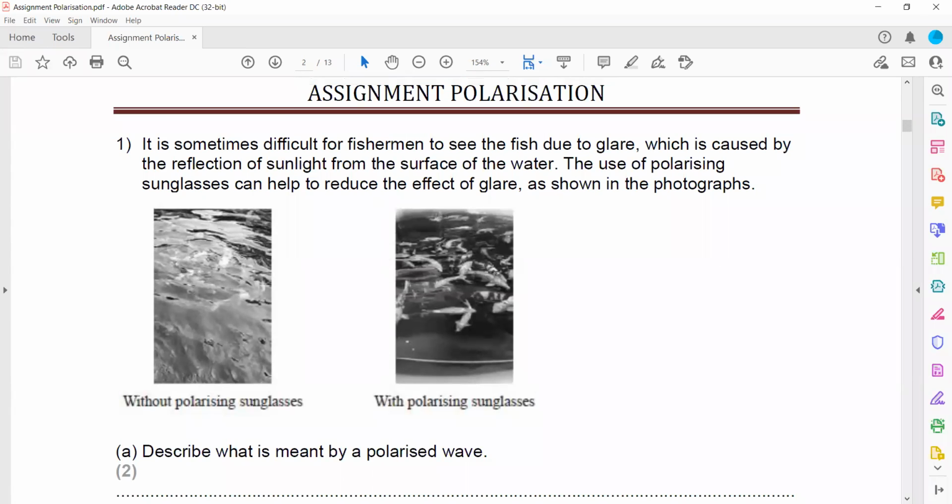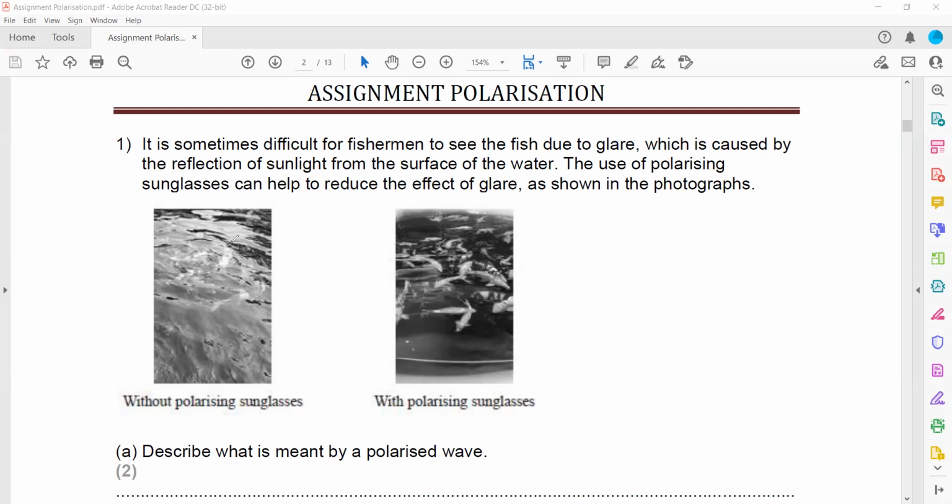In the first question, it is sometimes difficult for a fisherman to see the fish due to the glare, as you can see here, which is caused by the reflection of sunlight from the surface of the water. The use of polarizing sunglasses can help to reduce the effect of the glare, as shown in the second photograph.